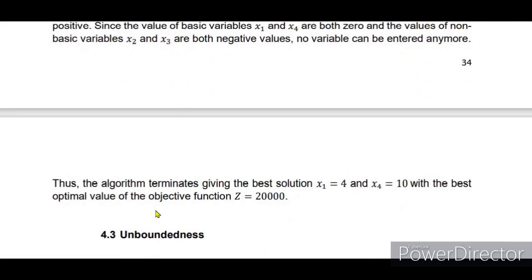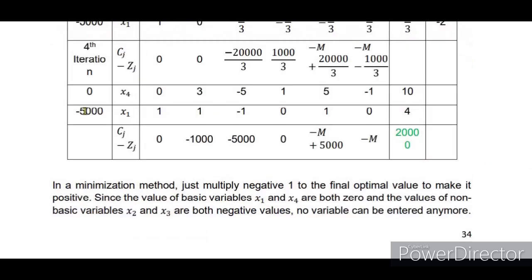So the algorithm terminates, giving the best solution x sub 1 is equal to 4 and x sub 4 is equal to 10, with the best optimal value of the objective function z equal to 20,000. Why is it 20,000? Because when you multiply 0, it is zeroed. And when you multiply negative 5,000 and 4, it is negative 20,000. Now, in the minimization method, you just multiply negative 1 to make it positive. It will be 20,000.